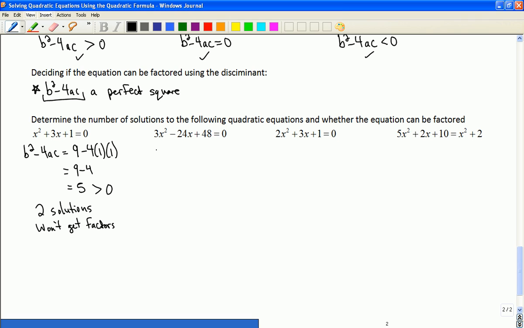In this case, b squared minus 4ac is going to be negative 24 squared minus 4 times 48 times 3, and I get 0. So I know that when I do the quadratic formula, I won't be doing plus or minus, that's gone, so I'm only going to have one solution here. And 0 in fact is a perfect square. 0 squared is 0, so this will factor.